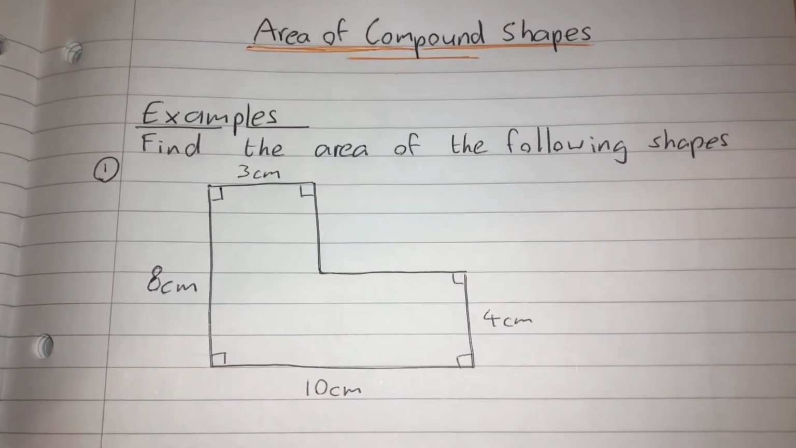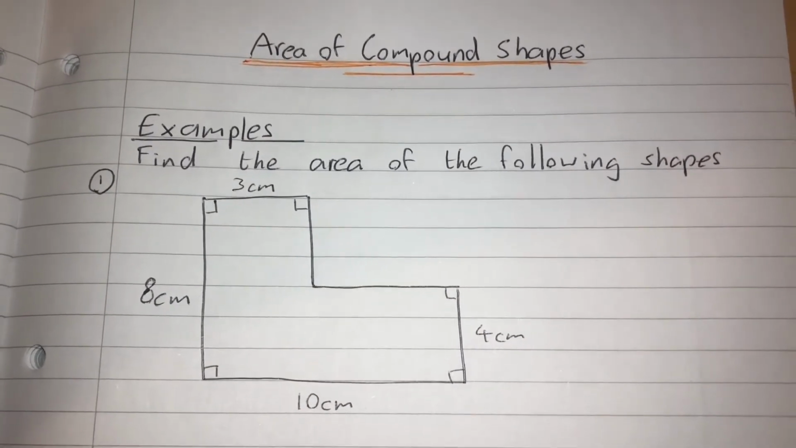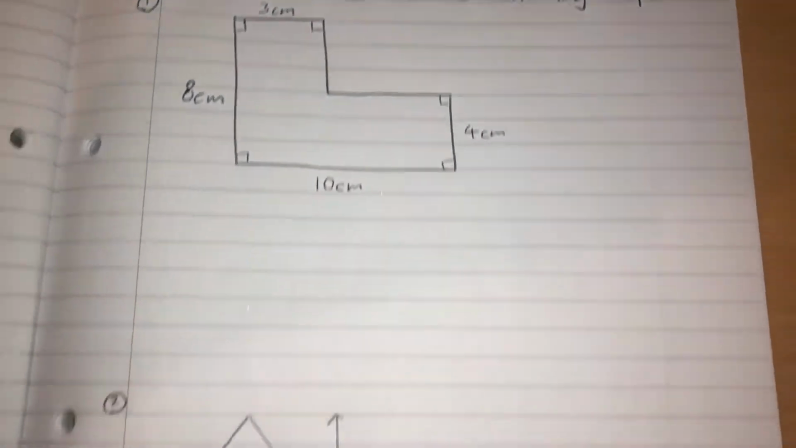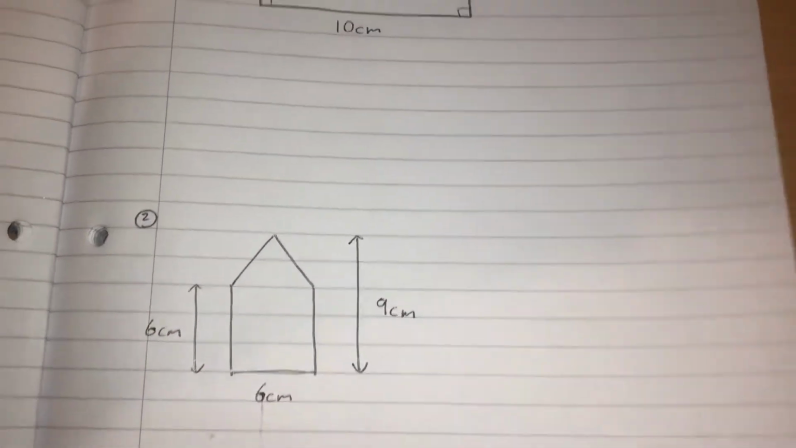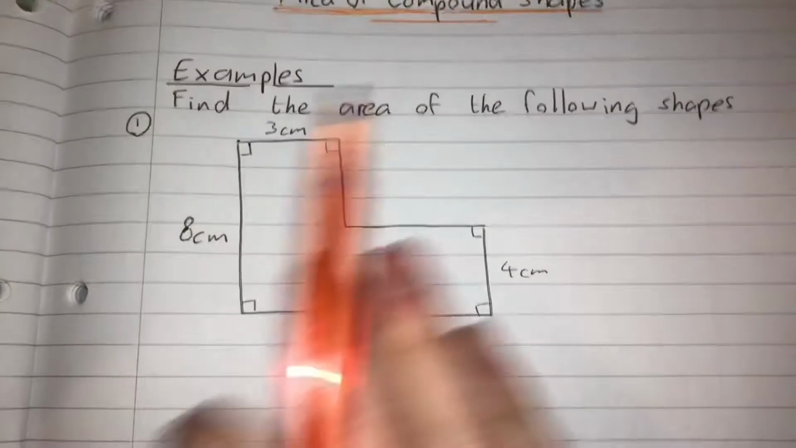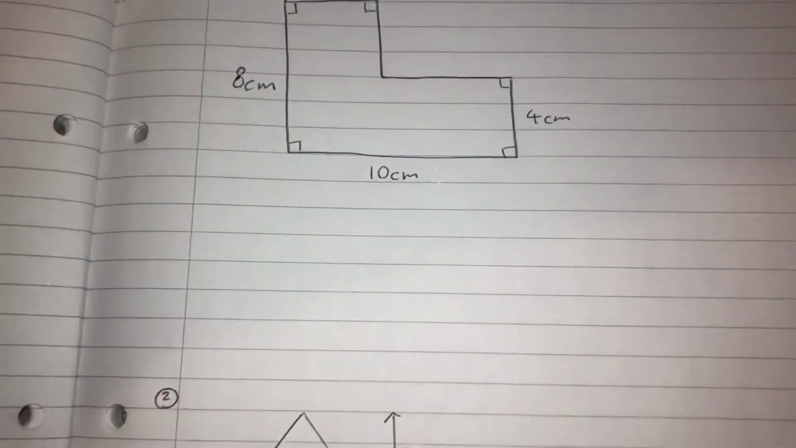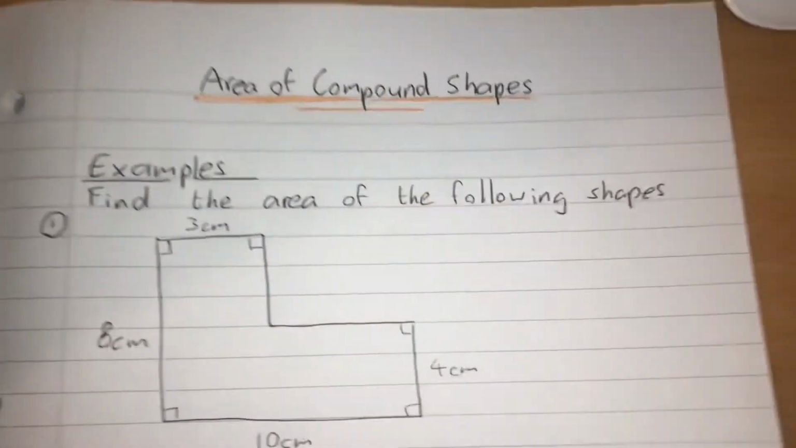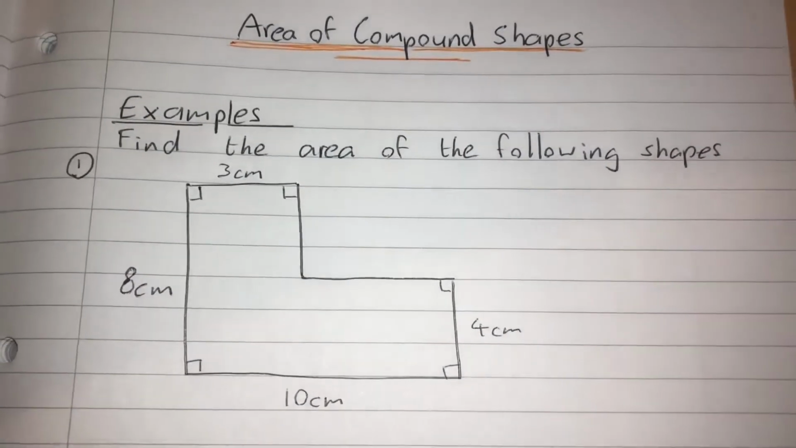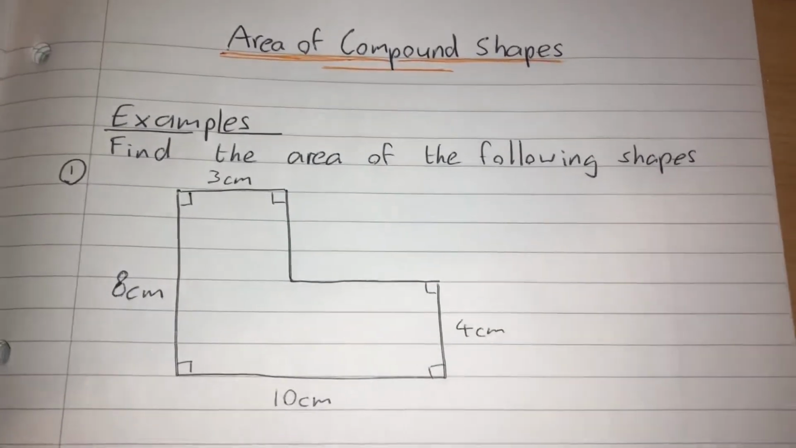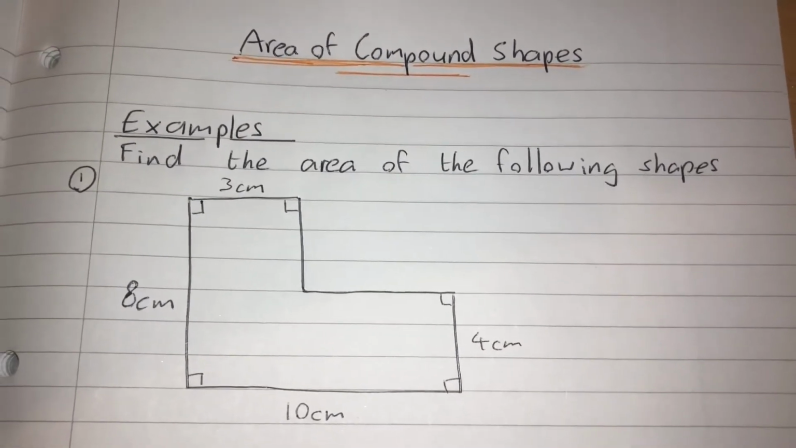Okay, so in this video we're going to look at how we find the area of a compound shape. Compound shapes are shapes that are made up of smaller shapes, so it might be a larger shape such as this that's made up of rectangles, squares, triangles or semicircles. And basically what we want to do is split the compound shape into its smaller shapes, work out the area of each of those smaller shapes and then add them all together.